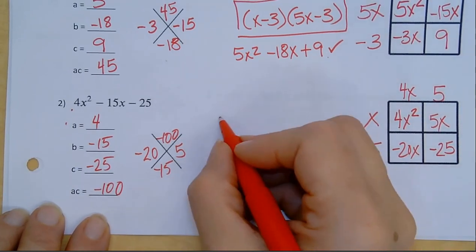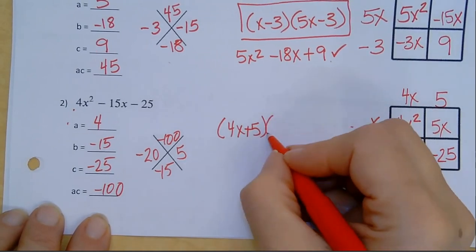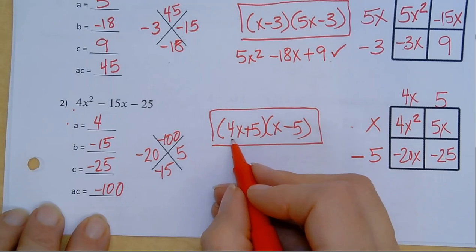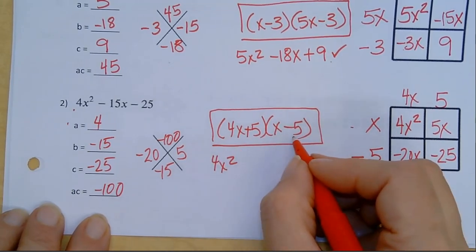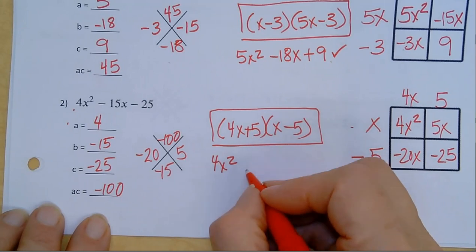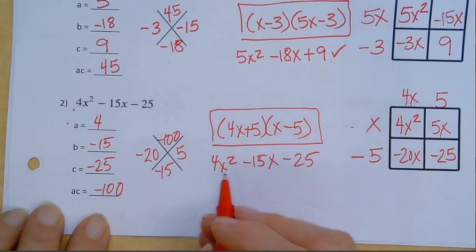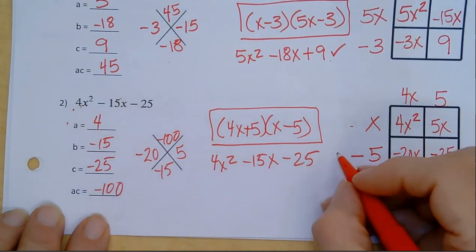Okay, let's double check that that worked. 4x plus 5 times x minus 5. I'm going to say 4x times x is 4x squared. Outer is negative 20x, inner is 5x, so that's negative 15x, and last is negative 25. Is that what I wanted? 4x squared minus 15x minus 25. Check.